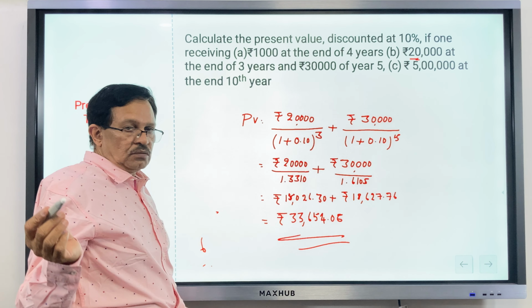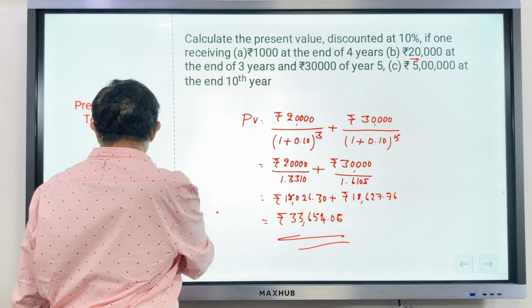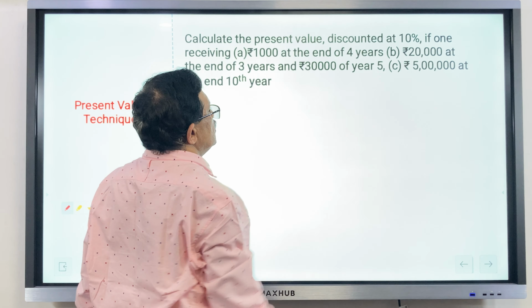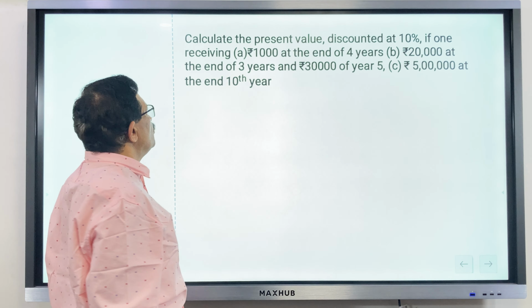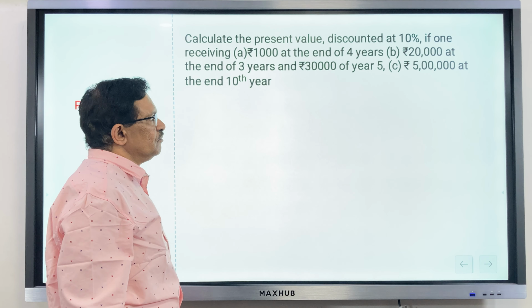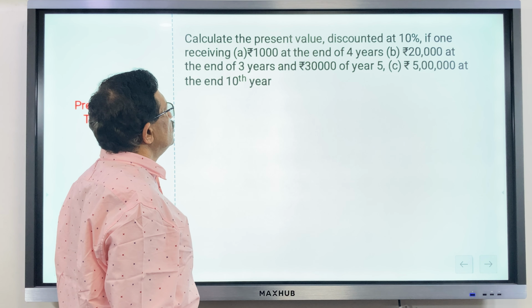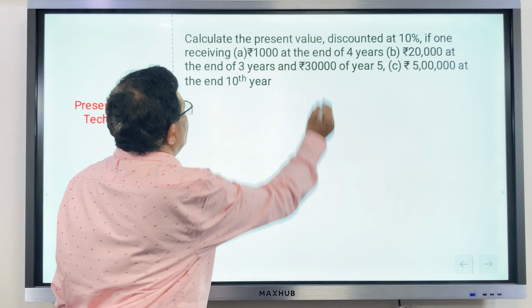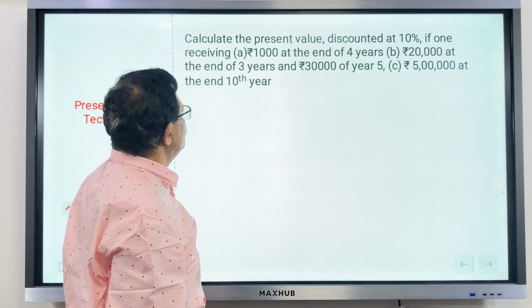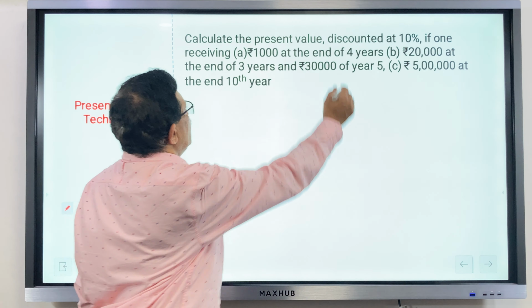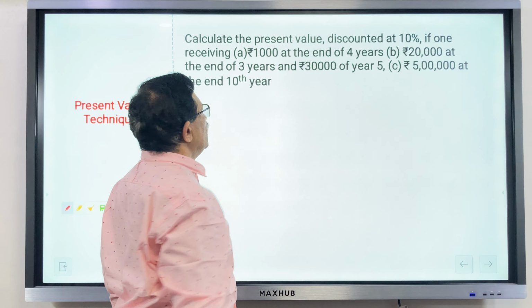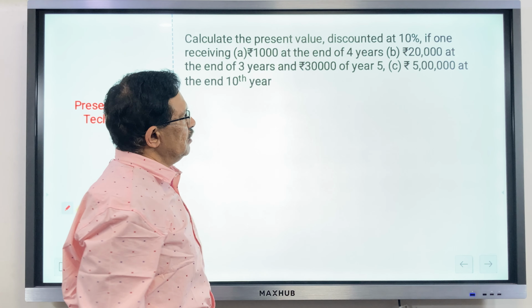Let's move on to the next bit. He says he is getting 5 lakhs rupees at the end of 10th year. How do you get this amount? This is similar to the first bit, wherein he is getting the amount after 4th year; here he is getting it at the end of 10th year.